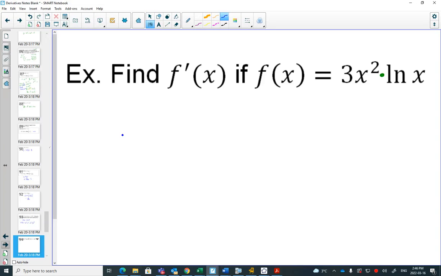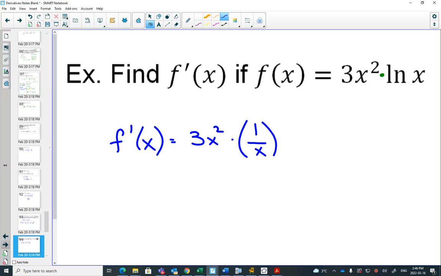Now that we've determined it's a product rule, it says keep 1 the same: 3x squared. Multiply by the derivative of the second one. So this is where you might be flipping back in your notes because you haven't got it memorized yet. What was the derivative of natural log of x? 1 over x. Plus, keep the second one the same. Multiply by the derivative of the first one, which is 6x.